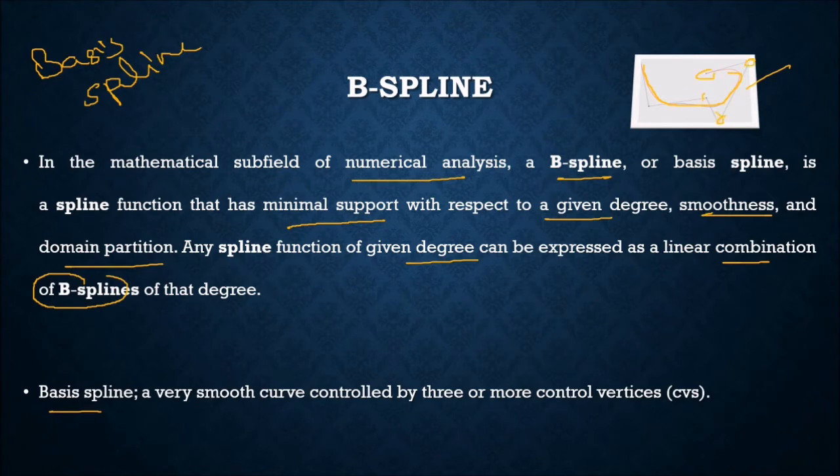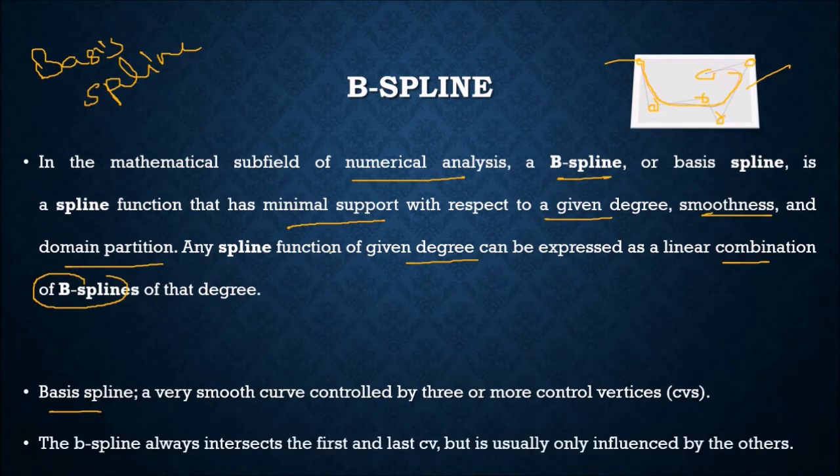1, 2, 3, 4, 5. So these are the control vertices. These are the basis spline. A B-spline always intersects the first and last control vertices, but is usually only influenced by the others. So it intersects here but is influenced by other points. Again, to go back to this discussion: it is a mathematical subfield of numerical analysis, which is basis spline. It has minimal support with respect to given degree, smoothness and domain partitions. Any spline function of a given degree can be expressed as a linear combination of B-splines of that degree.